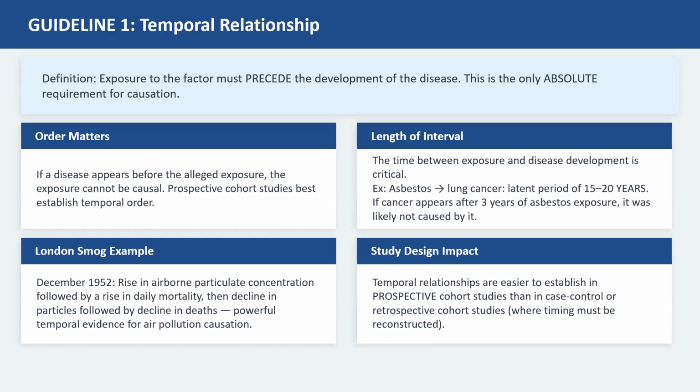London smoke exposure example: in December 1952, a rise in airborne particulate concentration was followed by a rise in daily mortality, then a decline in particles followed by a decline in deaths. Powerful temporal evidence for air pollution causation. The temporal relationship is easier to establish in a prospective cohort study than in a case control or retrospective cohort study.